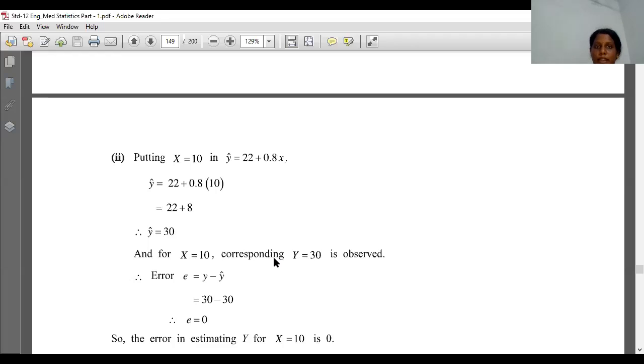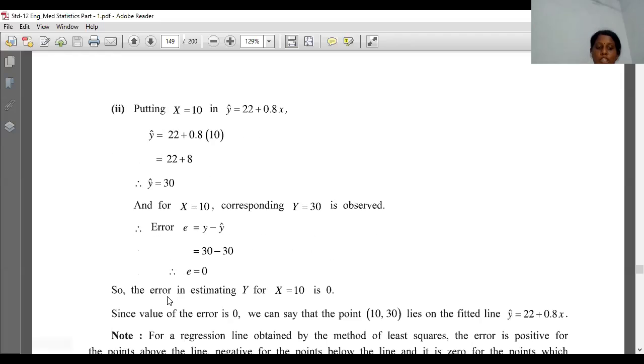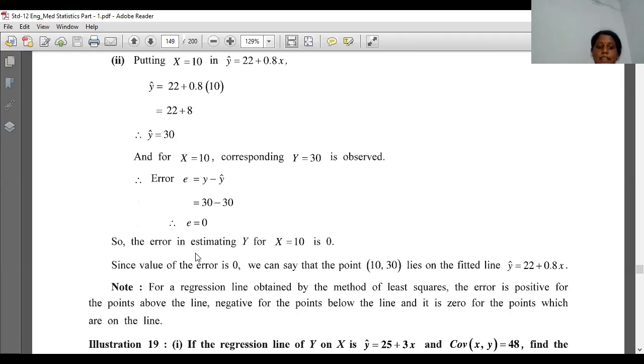Okay, then x equal to 10, then the corresponding y equal to 30. That is given in the bracket (10, 30). Means if x is 10 then y is 30. Then error is y minus y cap, that is 30 minus 30, that comes to 0. So the error in estimating y for x equal to 10 is 0. Since the value of the error is 0, we can say that the point (10, 30) lies on the fitted line y cap equal to 22 plus 0.8x.